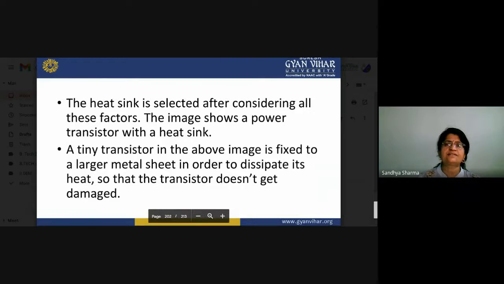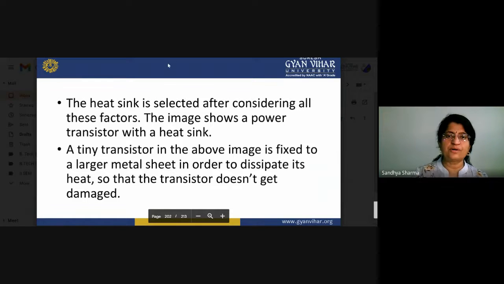So a heat sink is selected after considering all factors, and the image shows a power transistor with a heat sink. In the previous image we can see the heat sink, and that a large amount of area is interconnected with our transistor. So we have to consider all the factors when we are designing a heat sink. A tiny transistor in the above image is fixed to a large metal sheet in order to dissipate its heat so that the transistor doesn't get damaged.